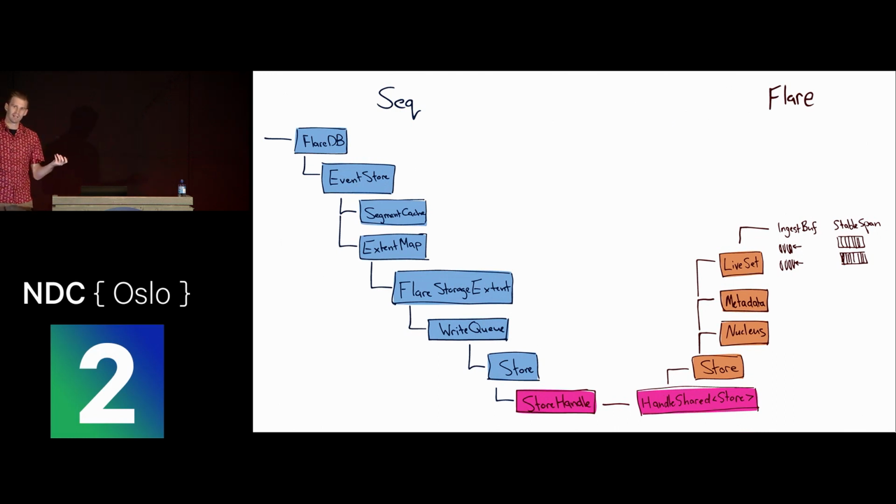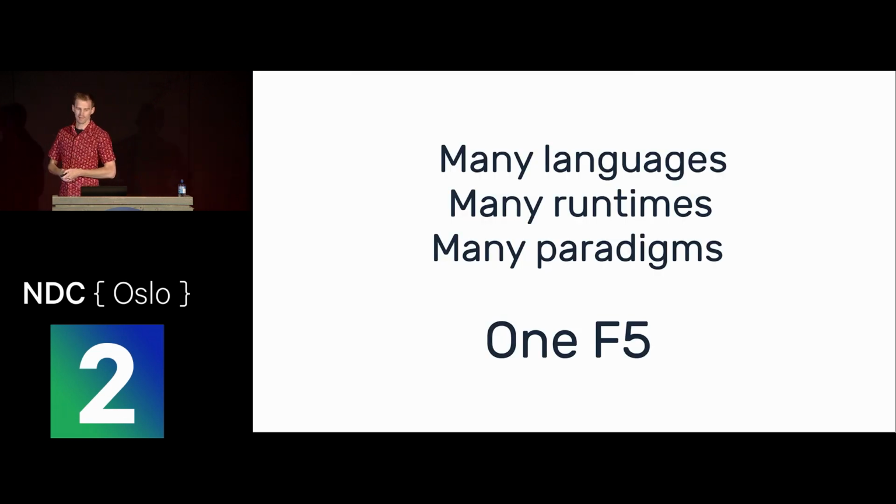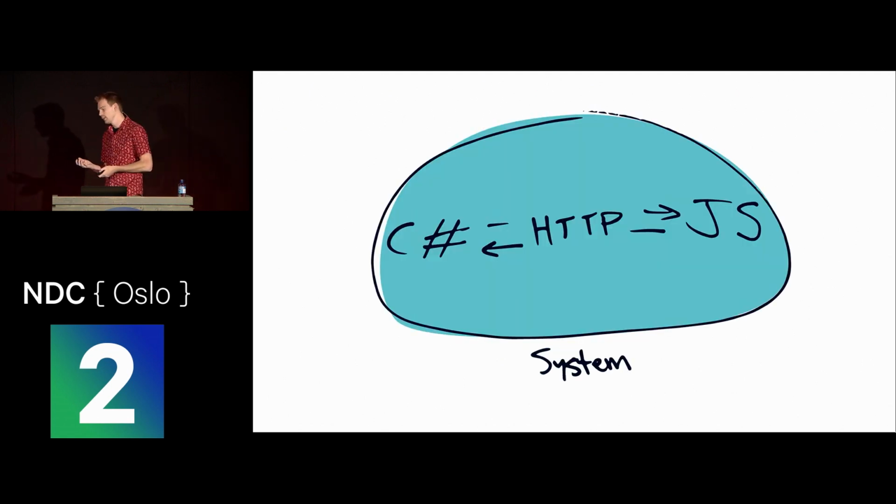So what we're looking at here is a hybrid app. But what is a hybrid app in the general sense? We can think of a hybrid app as many languages, many runtimes, and many paradigms all bundled up together in a single F5 experience. So to give you an idea of what I mean, if you're mostly working on line of business applications in .NET, then you might be familiar with this kind of stack.